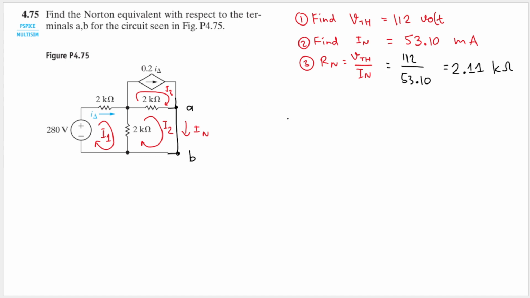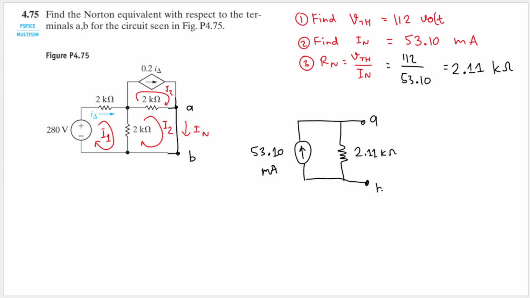Okay. So now the Norton circuit is like this. We will have a current source, which is this one, 53.10 milliampere, and then the resistor here is in parallel with the current source, so that will be 2.11 kilo ohm. And then this is terminal A, and this is terminal B. And this is the final answer for this question. Hopefully I did not make any mistakes in my calculation. Thank you for watching. See you in the next video. Bye bye.